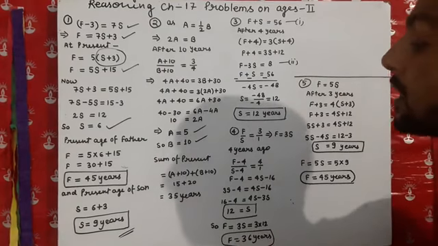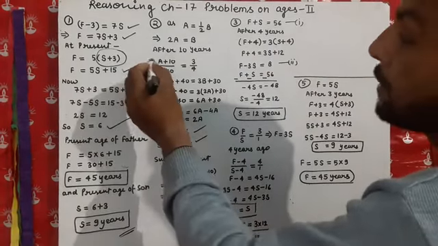Now the question is asking for the sum of the present ages. So these are the present ages: A plus 10 and B plus 10. Now for A plus 10, we have to place the value of A. 5 plus 10 is 15, and 10 plus 10 is 20. So the sum becomes 35. So here the answer will be 35 years.